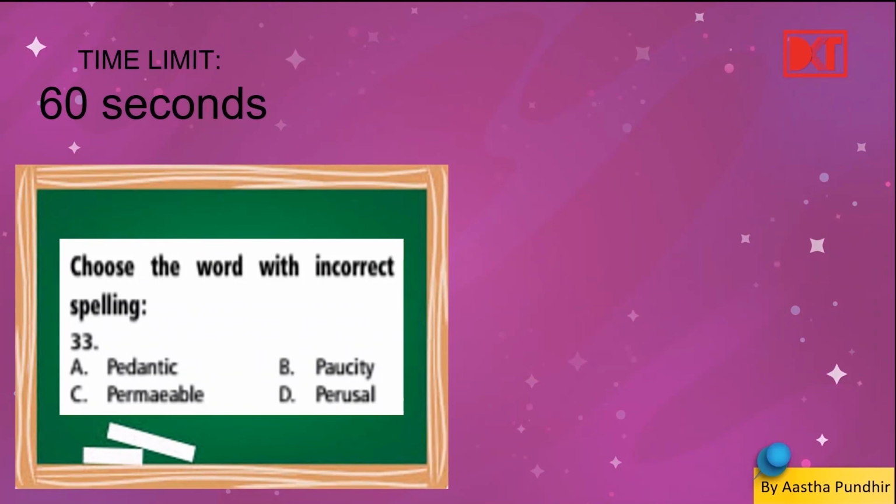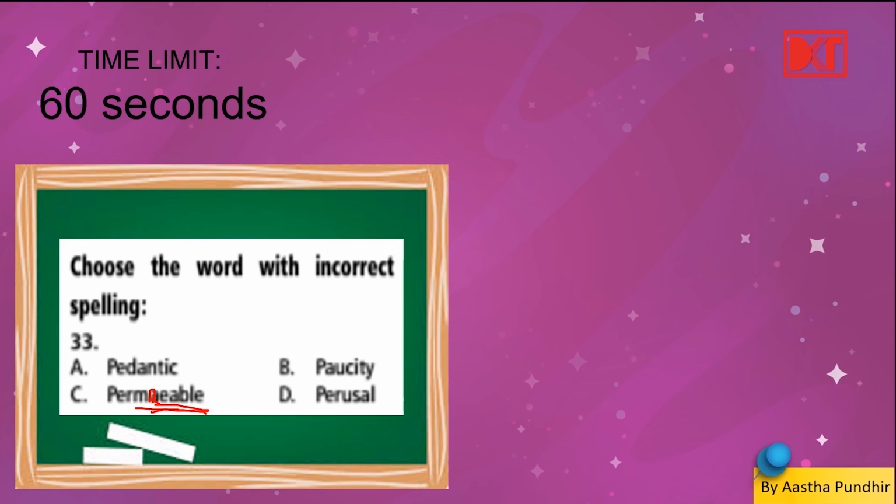Okay, so here again we have to choose the word with the incorrect spelling. There will be 3 words which will be correctly spelled, 1 word which is misspelled, so you have to choose that. Here the word which is incorrectly spelled is permeable. Permeable is correctly spelled as P-E-R-M-E-A-B-L-E. There shouldn't be any A over here. Permeable is an adjective referring to certain materials through which, say, liquid can pass, as in permeable material. The other words here, pedantic, paucity, perusal, are all correctly spelled.